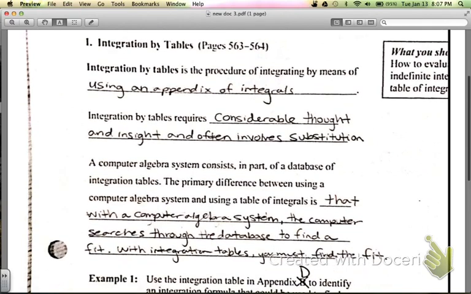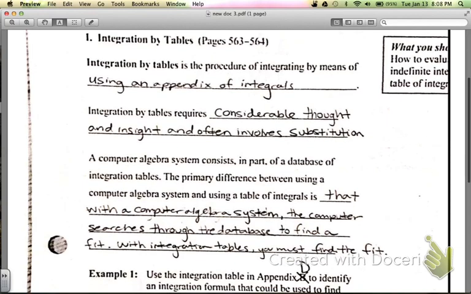So these first couple are just good fill-in-the-blank, good-to-know things. They're not too important for how you're actually going to solve the problems. The first part says integration by tables is the procedure of integrating by means of using an appendix of integrals. It's not so much for you to memorize them, but more so to be able to use the table of integrals as a resource when you solve more difficult integral problems, ones that you may or may not have to commit to memory for the AP test.